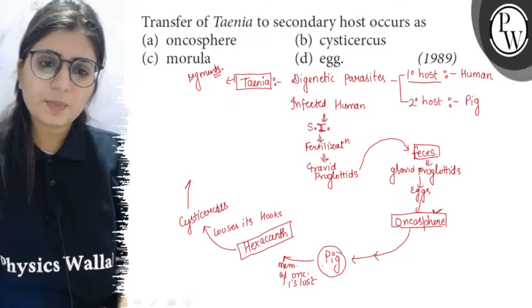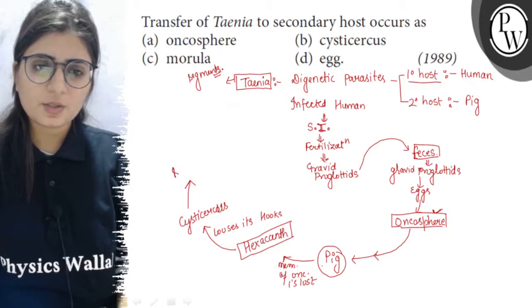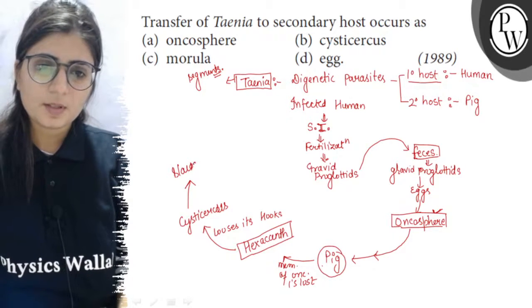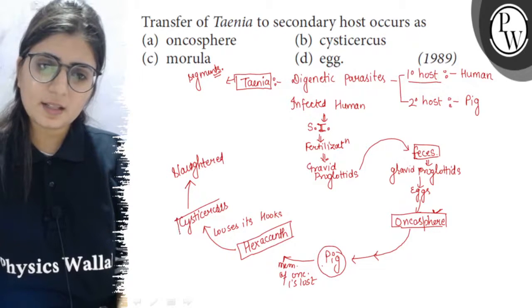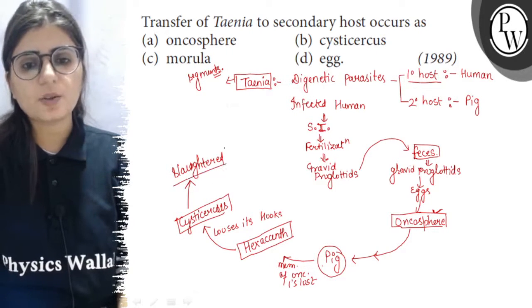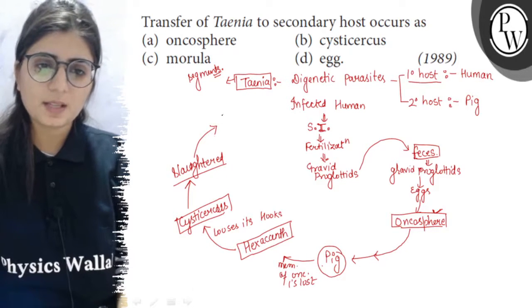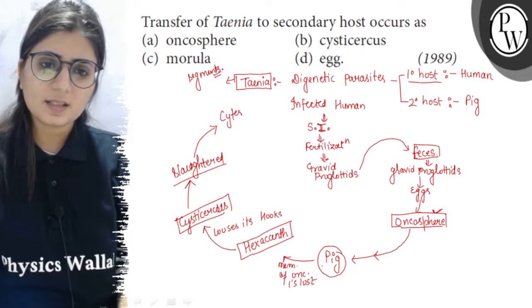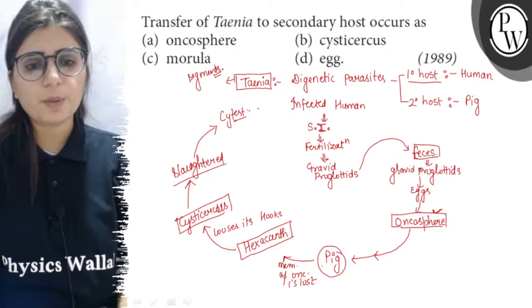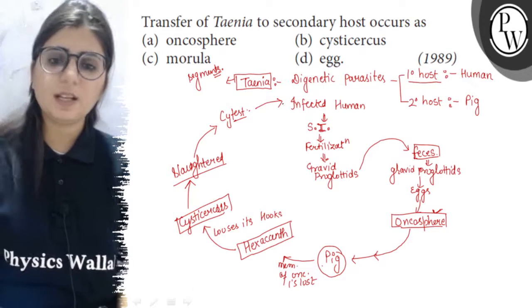Now when a pig is slaughtered, in a pig the cysticercus are there, and when these pigs are slaughtered and eaten by human beings, their pork is eaten by human beings. Now these cysticercus enter the body of human beings and the human being becomes infected.